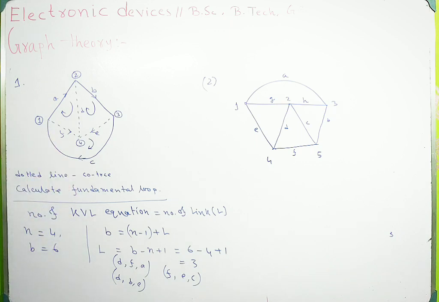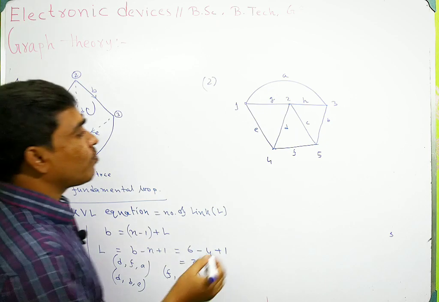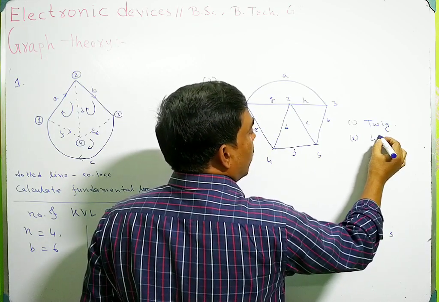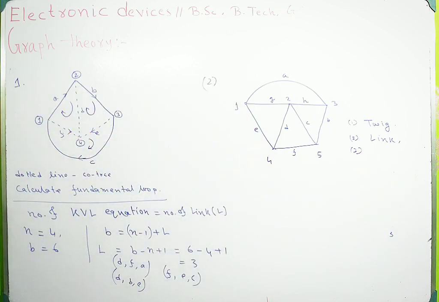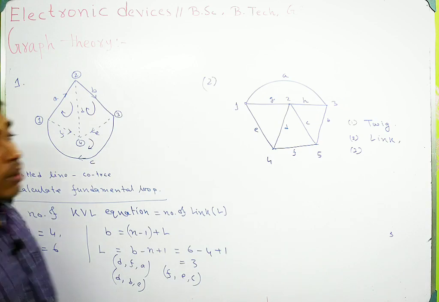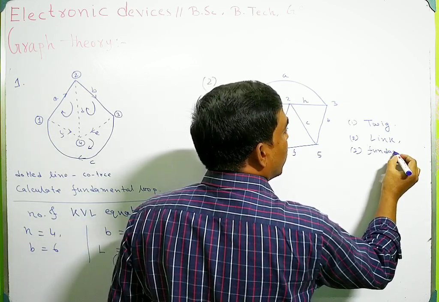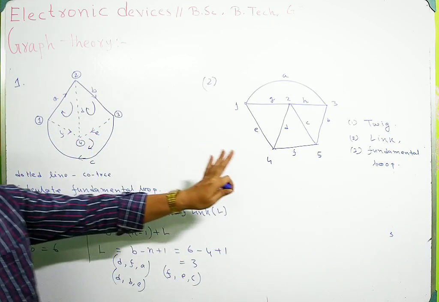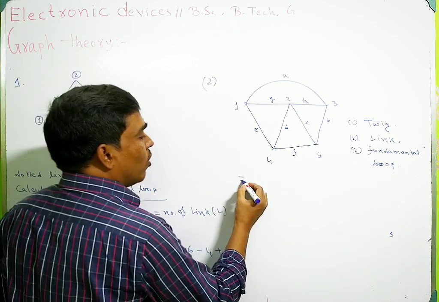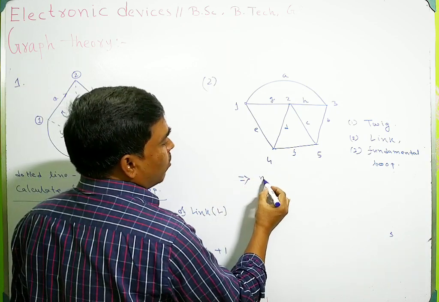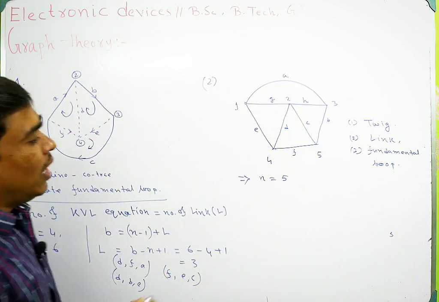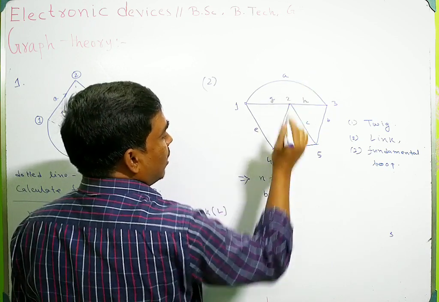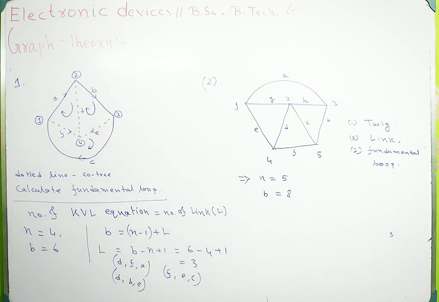From this graph you have to find out: number 1, the number of twigs; number 2, the number of links; and number 3, the fundamental loops. So from this graph you have to find out these 3 terms. How to calculate this? Here the number of nodes is 5 and the number of branches is 1, 2, 3, 4, 5, 6, 7, 8. So the number of branches is 8.